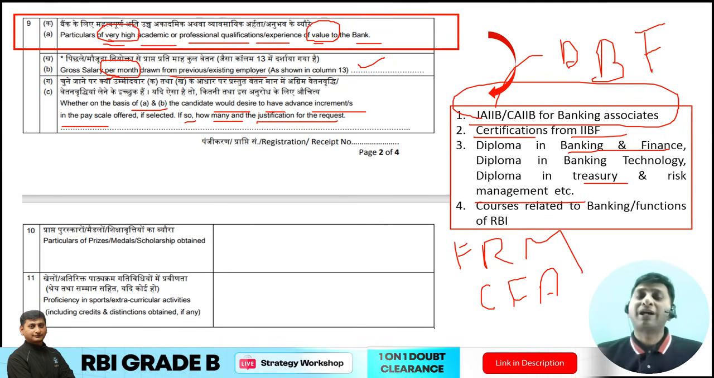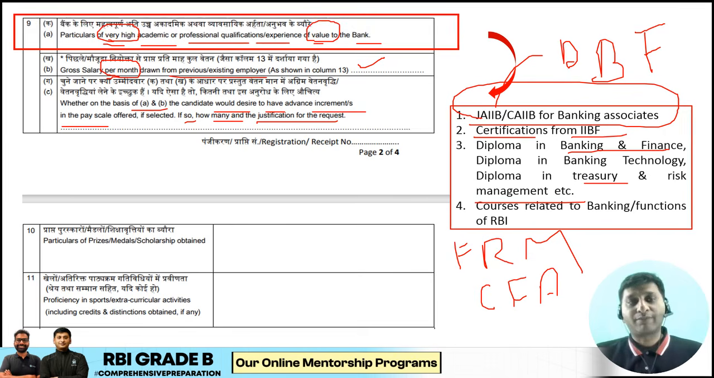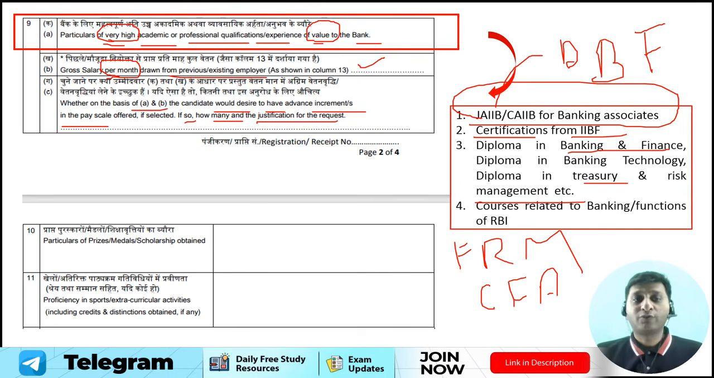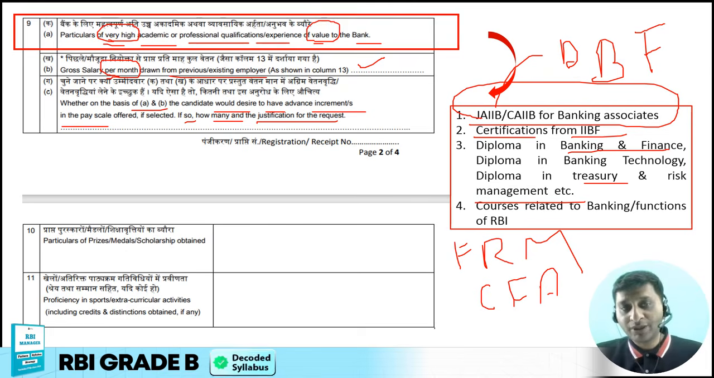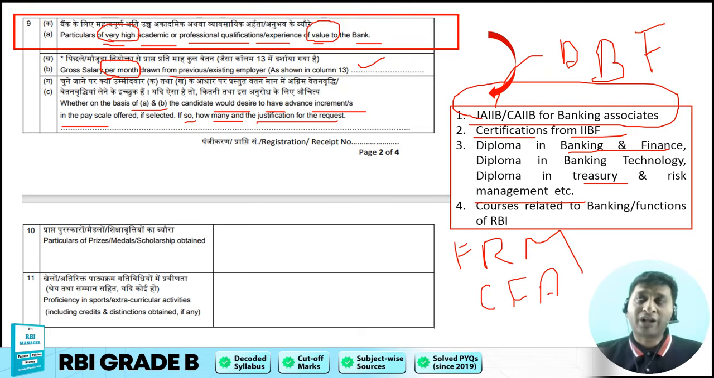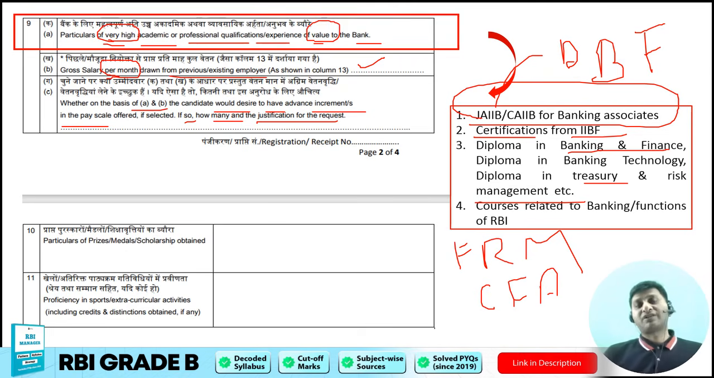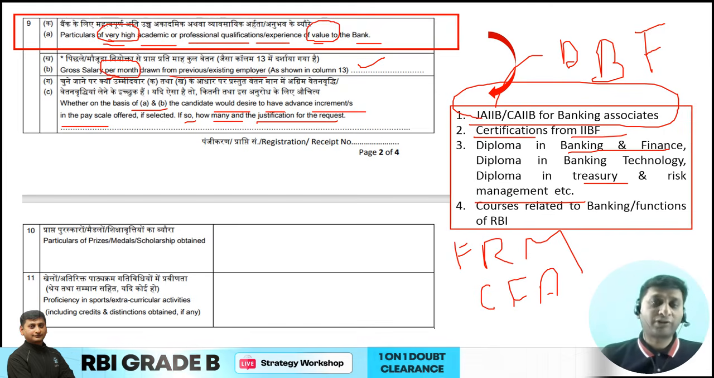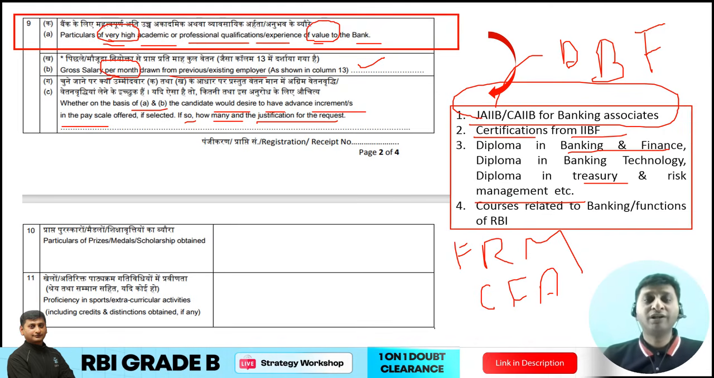Right, but you want to join RBI because it's not only about money, right? You want other things in life, you want to serve the country. That's why you're joining RBI. So in point C, you can say that yes, I have very high qualification and I have been earning more than what RBI is offering. Then I want some increments to be given to you, advance increments, and you can mention how many and say how much increment do you want and what is the justification for this request. So you would have to give a detailed thing here.